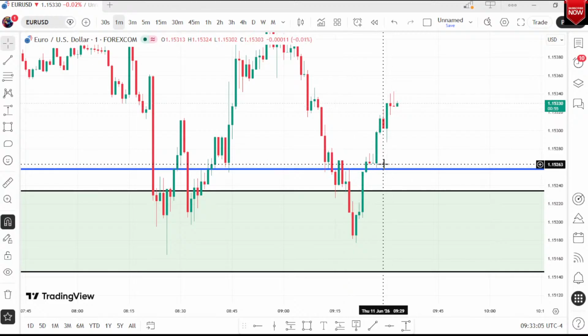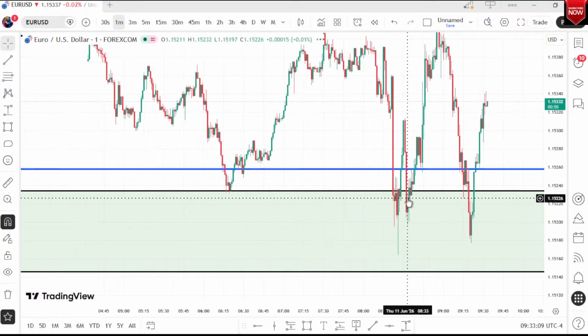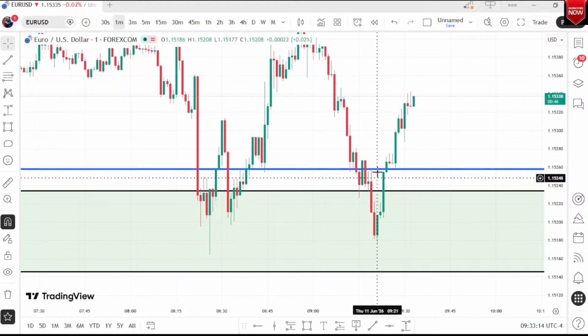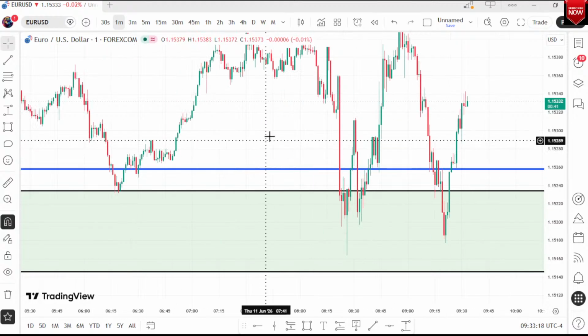And rally into midnight. This is a fair value gap here. You see it? So you can see in the 1 minute there is a market structure shift, but I don't usually trust the ones in the 1 minute.